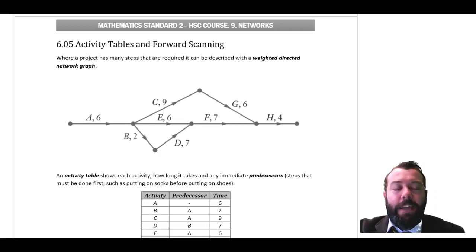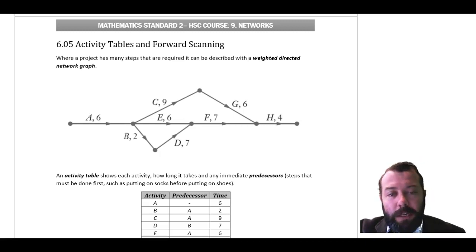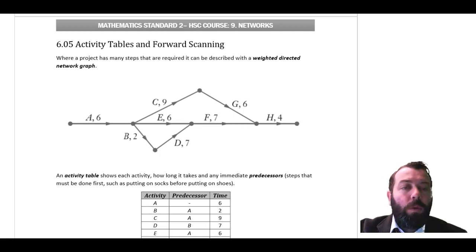We are looking at activity tables and forward scanning now. These are moving into a different area to the types of graphs we were mostly looking at before. We will be looking at directed network graphs from now on mostly. That means they have arrows on the edges, so the edges can only be traversed in one specified direction. And they may be weighted directed network graphs, which means they also have some sort of numerical value attached to them, which would be labeled on there.